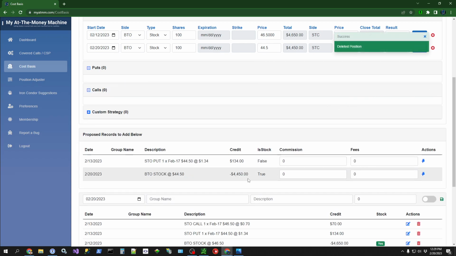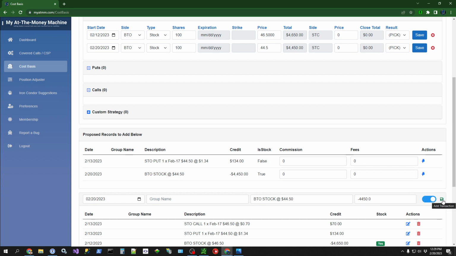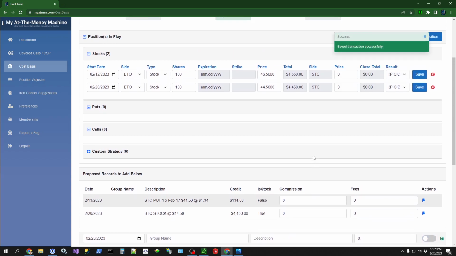All right, so this 4450, we want to go ahead and move that down. And again, the fees, this is a demo account, so we're not messing with that right now. Move that down, click save.